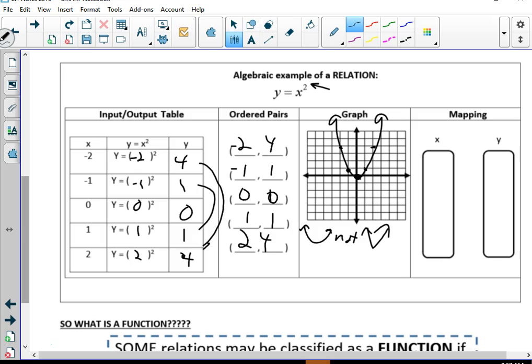And then we're just going to write the same thing, mapping. Now, here's where the mapping is different. Before we didn't have any repeats. But we only have to write 0, 1, and 4 one time. And then we write -2, -1, 0, 1, 2. And now we draw arrows. Both of these give us 4. Both of these gave us 1. And that gave us 0. So instead of writing the ordered pairs like we did before, now we just write the repeats one time and draw arrows.